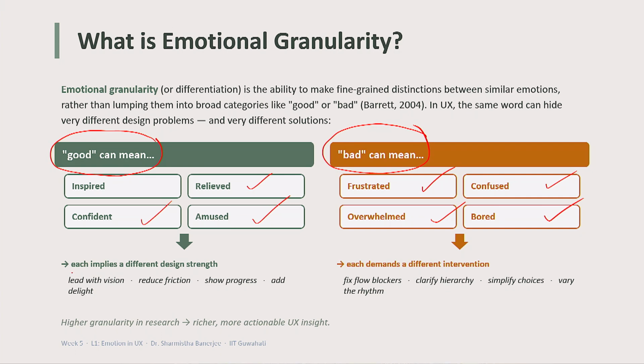So let's say when I said that the design is good, it implies different design strengths: lead with vision, reduce friction, show progress, add delight. All of these can be done over there. But I need to check what it connects to. If I do a design wherein I am going with this philosophy of lead with vision, I am trying to inspire people. If I am trying to reduce friction, then I am trying to relieve them of something. Now each one of them is different and is a different kind of design. So that's where the importance of these emotional granularity cards comes in. You can use them both for research purposes as well as for design purposes.